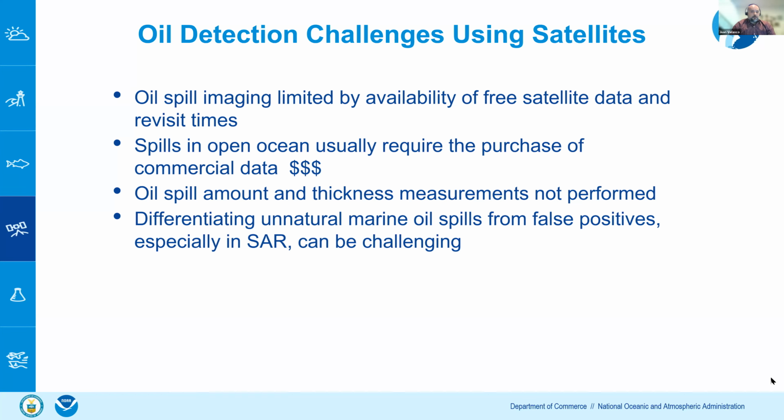Also, we need to order additional views of a particular event. We'd have to pay for additional imagery, and imagery is not cheap. So spills in open ocean usually require the purchase of commercial data because sensors are usually not imaging there. Sensors will typically image automatically over land or off the coast, but nothing in deeper ocean. So for any specialty product like that, we'll have to buy some imagery.